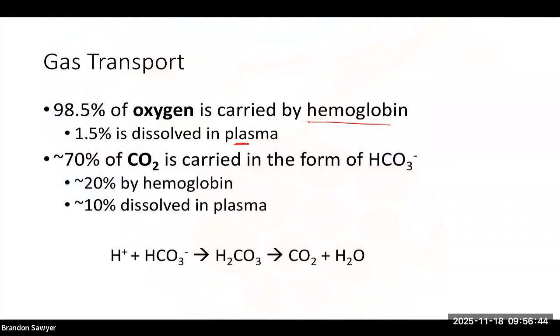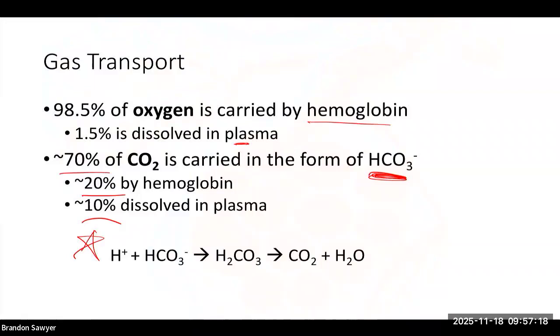So CO2 is a bit of a different story, right? About 70% of it is carried in the form of bicarbonate. We'll talk about that and walk through the chloride shift next week. About 20% of it is in hemoglobin, and then about 10% of it's dissolved in plasma. So quite a bit more in plasma. And this equation is key for that, right? We've seen this equation before, the bicarbonate buffering system. We'll dive into that more next week when we look at the carrying of CO2.